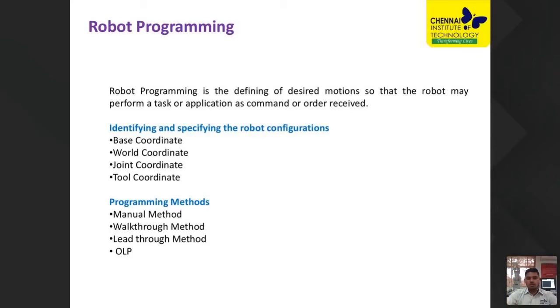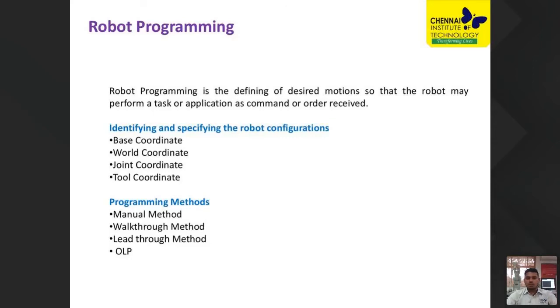The walkthrough method is the concept used in cobots, collaborative robots. Collaborative robots are human-friendly robots where you can move the robot arm using your hands. There won't be any restrictions. You can move the robot arm with your hand, stop it wherever you want, and record it. From there, you can take it to some other point and record it. This is the walkthrough method of programming.